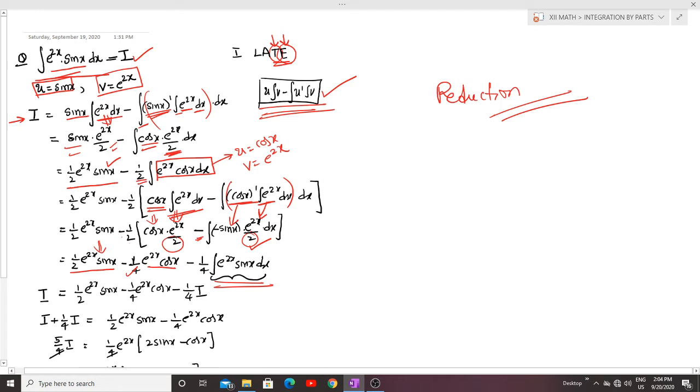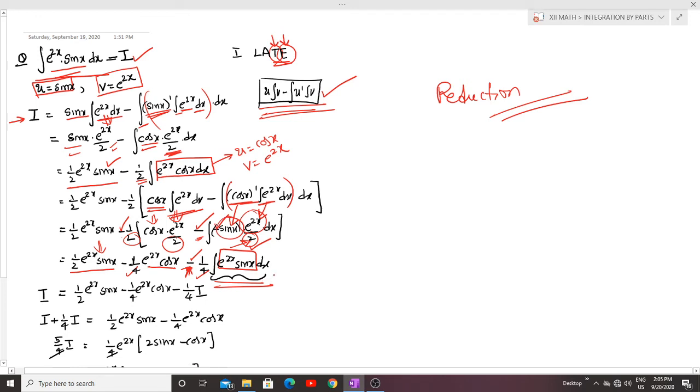See here, and after this a minus will come. How did we get this minus? 1, 2, 3 minus. Minus into minus will be minus. Then 1 by 2 into, here 1 more 2 is there, 1 by 2 into 2, 1 by 4 into e power 2x into sin x into dx, because here it is e power 2x into sin x.